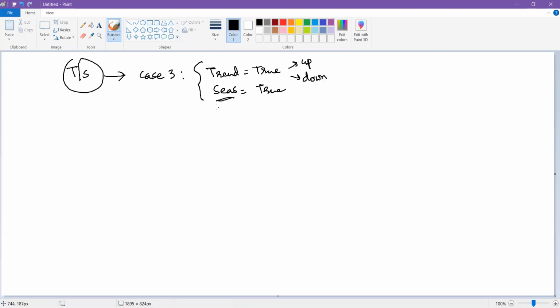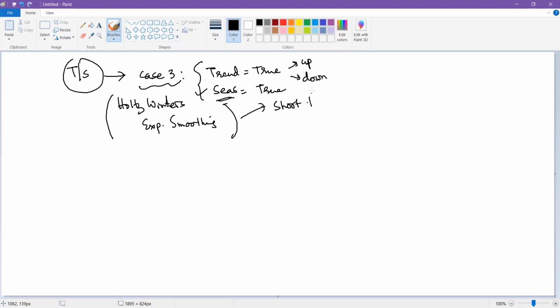I really don't know what the properties of the seasonality are, but it is there in the data. In this case, I can use a method which is known as Holt-Winters method, the Holt-Winters exponential smoothing method. This method will be able to do short to medium term forecasts in this case, right?